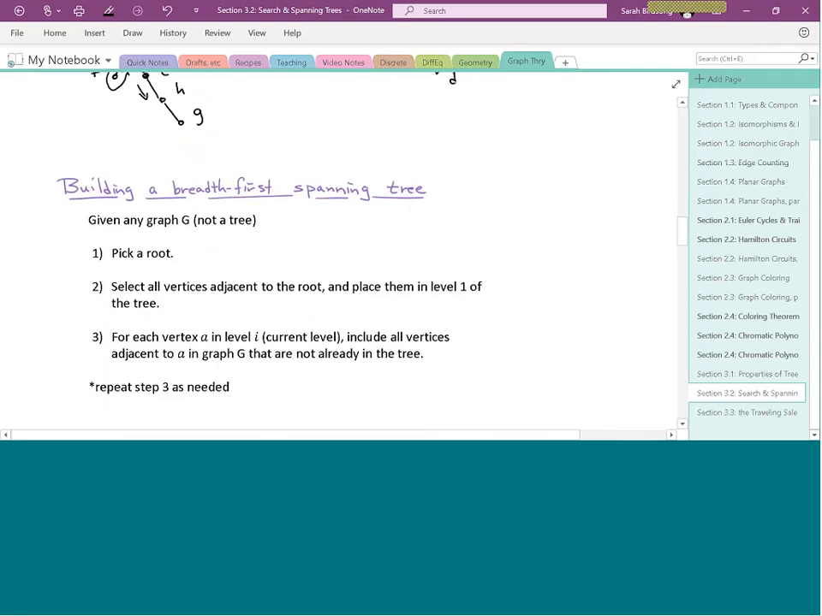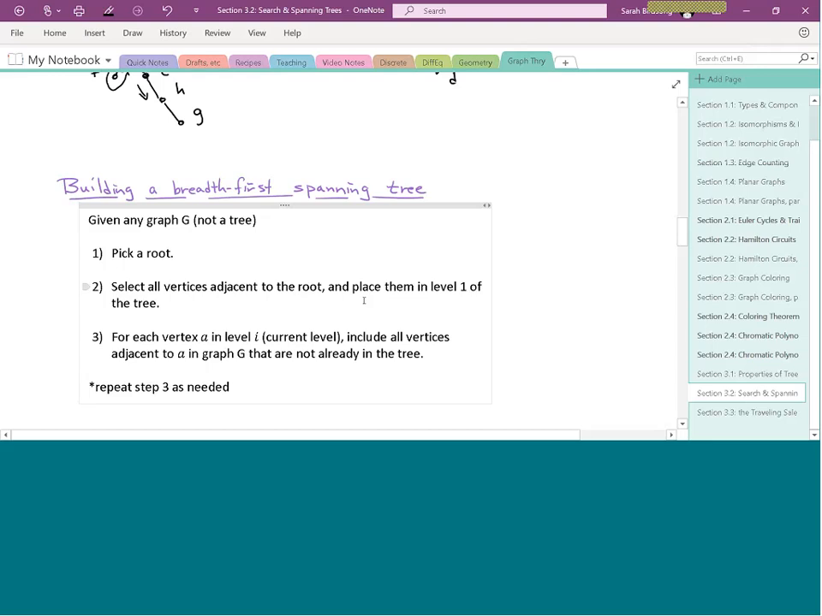This one starts off the exact same way as the depth first spanning tree. Specifically, you start off with some graph. You don't take a graph that's also a tree because the whole point of getting this spanning tree is to build a tree, okay? You then pick a root. Doesn't matter which vertex you pick as the root. Maybe you're told, maybe you're not told. So you go and you pick whatever vertex you want to be your root based on whatever criteria or no criteria that you have. Now, here's where everything changes. At step 2, what you do is you select all the vertices that are adjacent to your root, and you're going to put them in the first level of the rooted tree you're building.